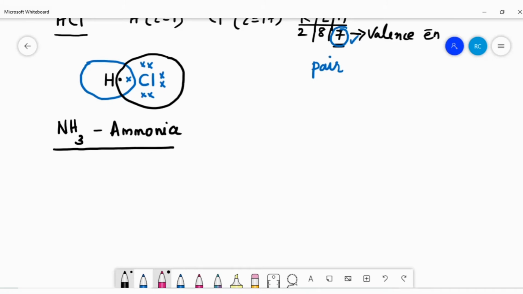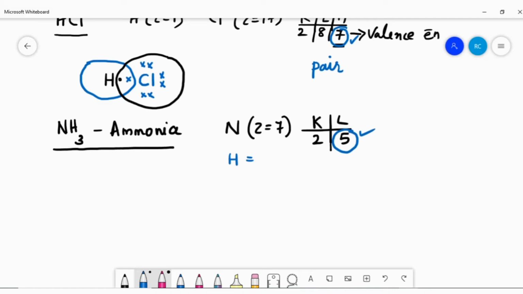So what do you want actually to draw the NH3 molecule? You need to consider the atomic number of nitrogen, that is 7, and then write the electron configuration. K shell and L shell will have 2 and 5 electrons respectively, which means nitrogen has 5 valence electrons, and hydrogen you already know it has only 1 electron.